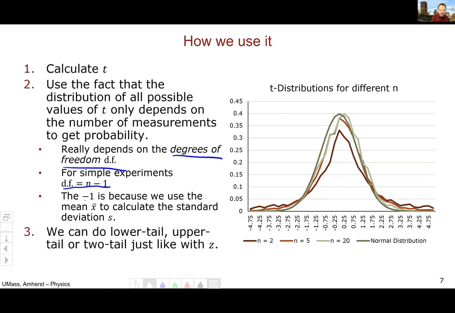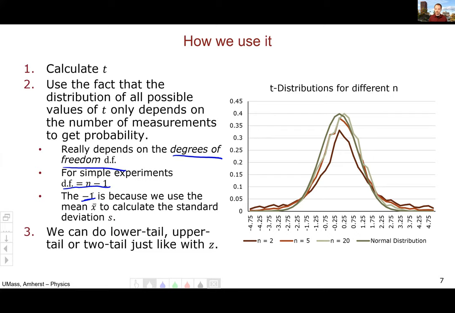The minus 1 is related to the minus 1 in the sample standard deviation that we talked about way back in the first lab. Basically, you need to use the mean to calculate the standard deviation, so you're using some of the data twice. That's where this minus 1 comes from. So for simple experiments, it's n minus 1, like we're talking about here. And that gets us our t distribution.